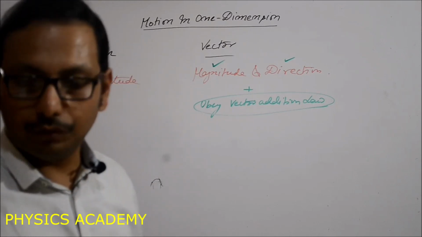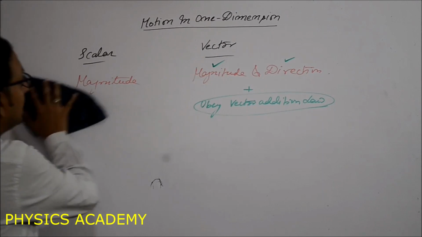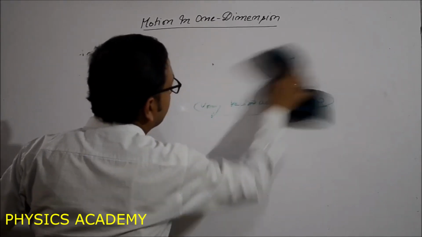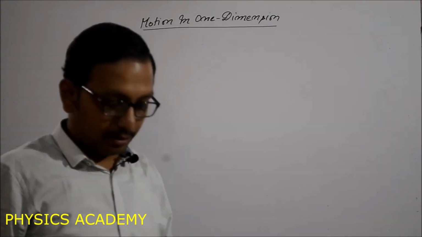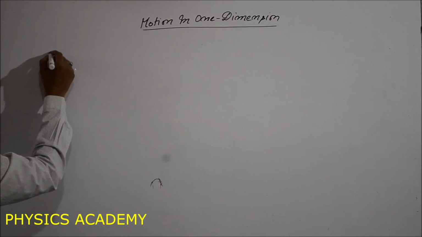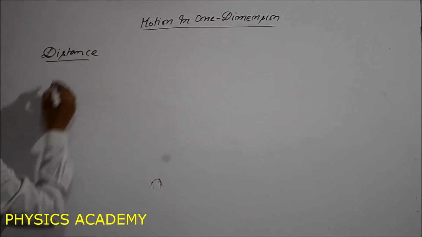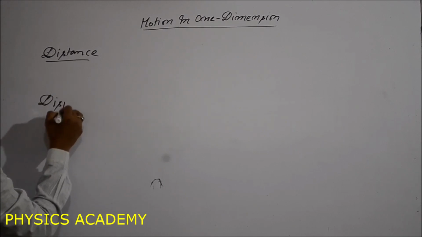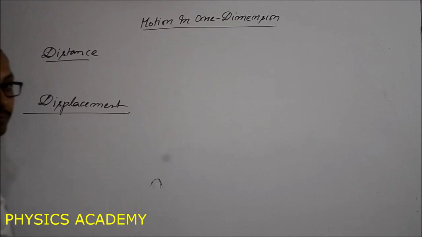Now we will go for the next part. We have gone through this part. Now we will go for the terminologies for motion in one dimension. The first one we will discuss is distance, and with that we will also discuss displacement. Now what is the difference between distance and displacement?